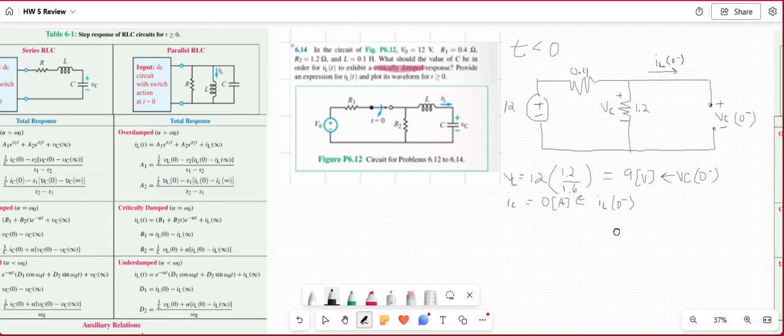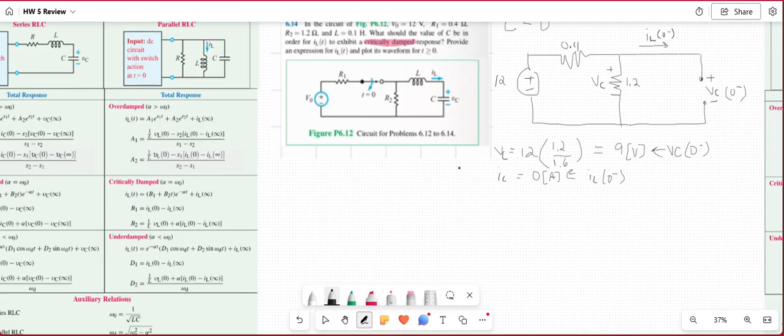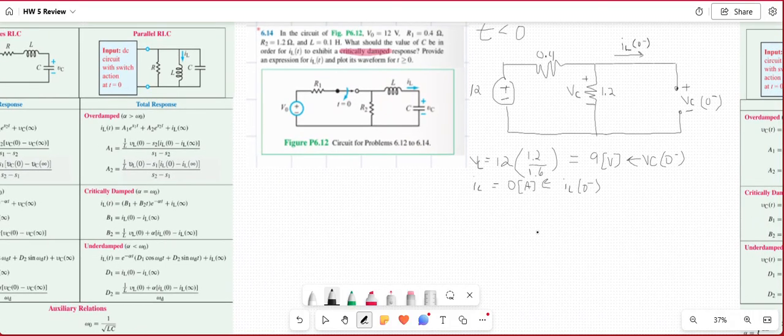Good. We're done with the first part. Now we need to see what it's like when t is greater than or equal to 0. When the switch flips after t equals 0, the voltage source will be cut off from the circuit, so I'm just going to draw it like that. And the resistor R1 will be cut off.